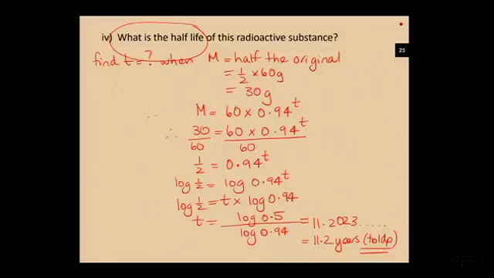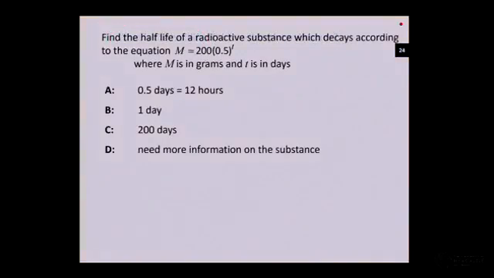So then, he hasn't got this in the book, but he's got these questions here. And it's like a multiple choice, so he just wants you to read, because it's just a simple question if you understand the idea of half-life. Find the half-life of a radioactive substance which decays according to this equation, where m is in grams and t is in days. So what is the half-life? Okay, so what would you be doing? All right, to figure this one out, what would you do?